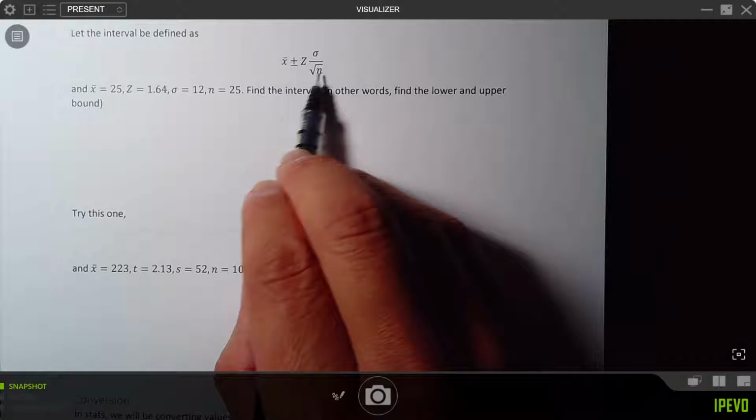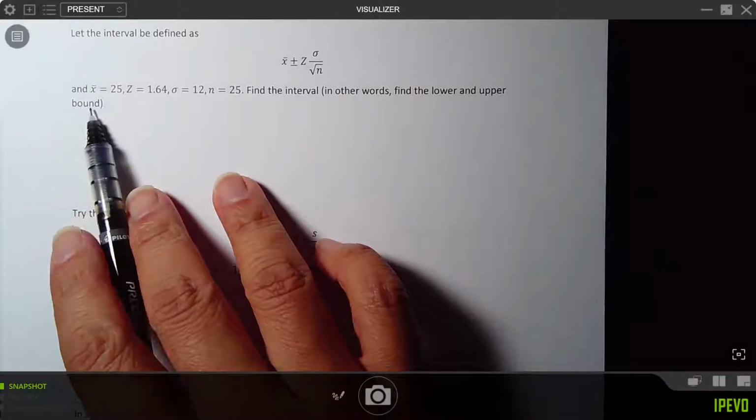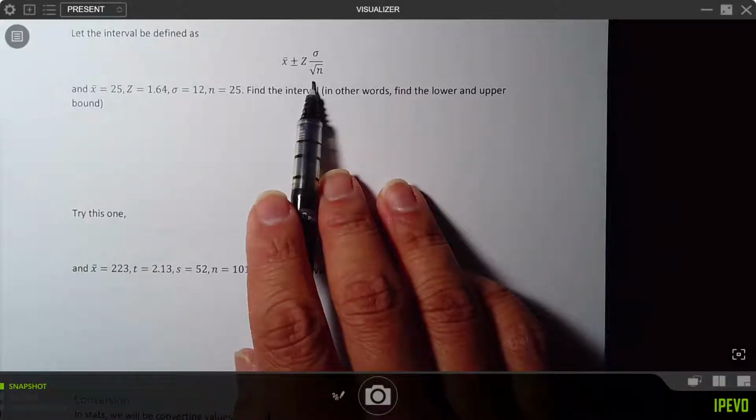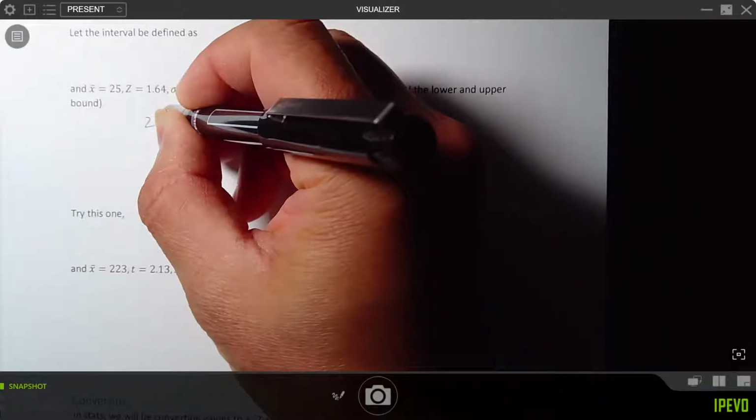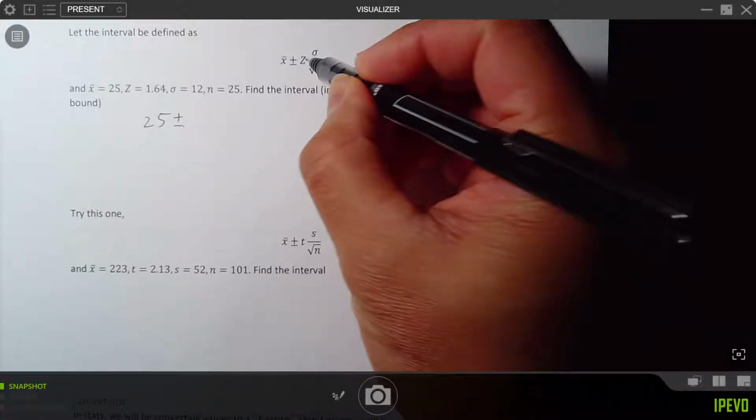Here's a process that we are going to be doing pretty often. You're given this interval notation, and then you're given the values of each of the variables. So let's find the interval. The first step is to simply plug in everything. So I'm going to rewrite this: x bar is 25, plus or minus, my z is 1.64. Now, whenever you have something like this, I recommend using parentheses.